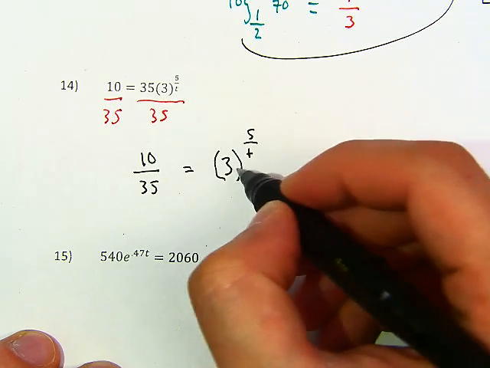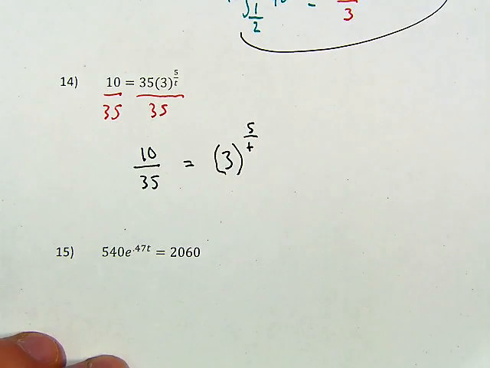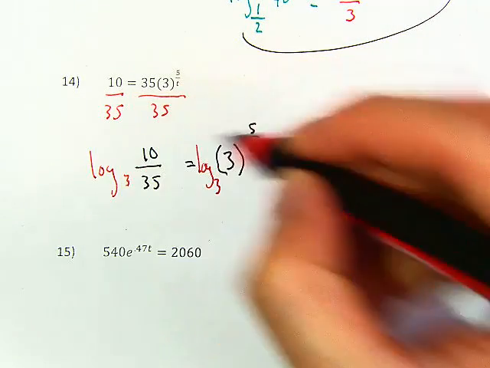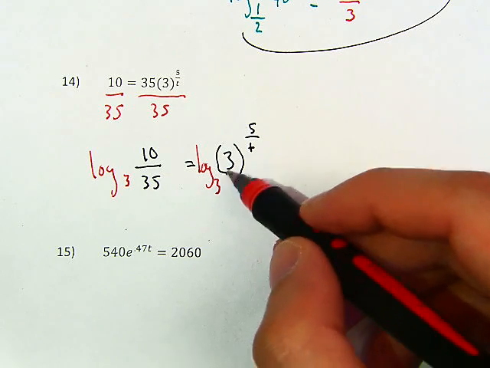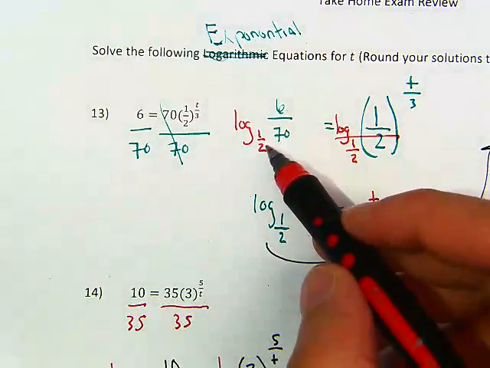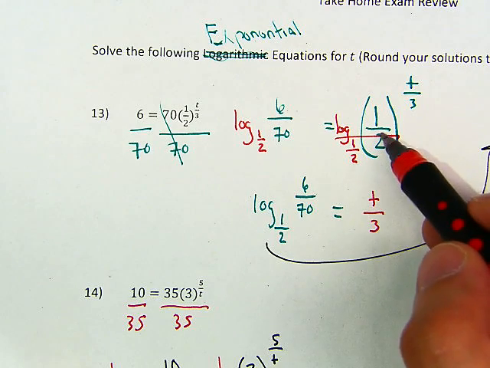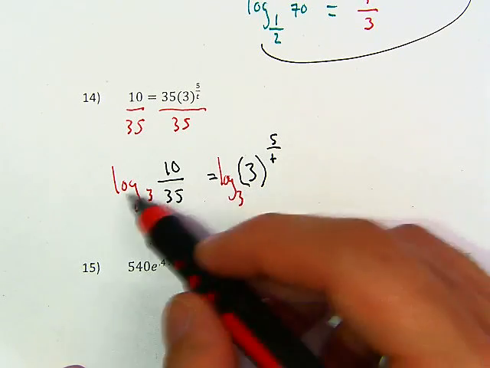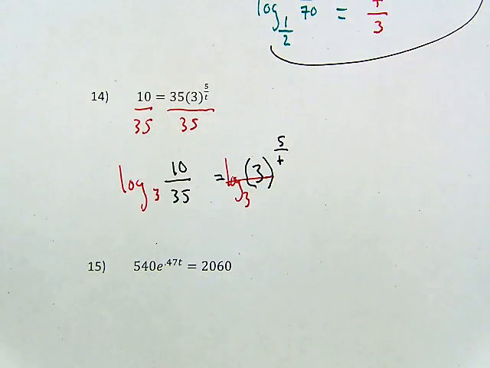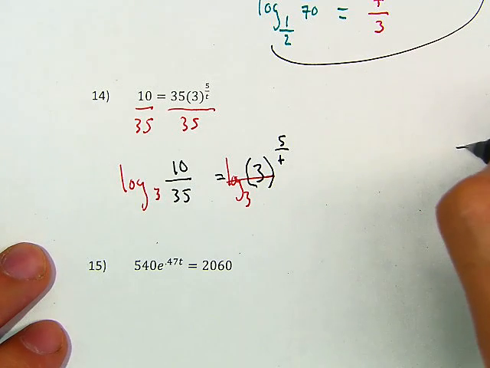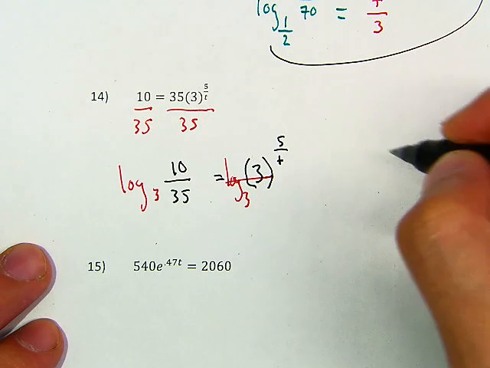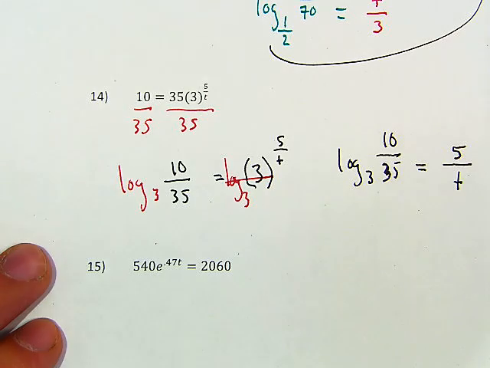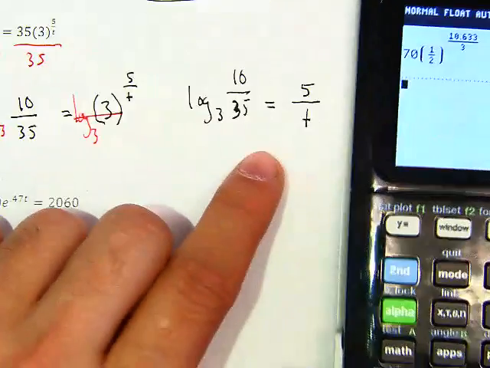Now, how do I get rid of this 3 so I just have this 5 over t? What you want to do is log base 3 both sides. Notice that when you log base 3 over here, it's the same thing that we did over here, right? We wanted to cancel that 1/2, so what did we do? We log base the half on both sides. Here we want to get rid of this 3 to isolate the t, so we log base 3 both sides, and this cancels. So now we're left with 5 over t over here, and that's equal to log base 3 of 10 over 35. And now, I don't know what this is, but what you could do is put it into the calculator and it will solve it for you.